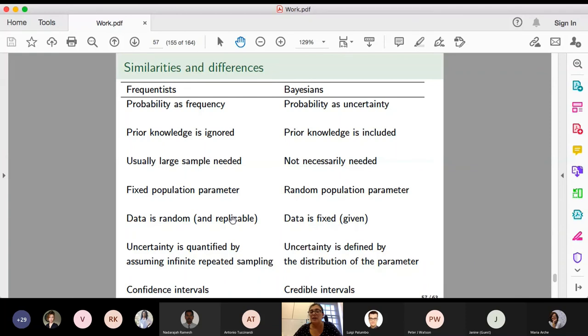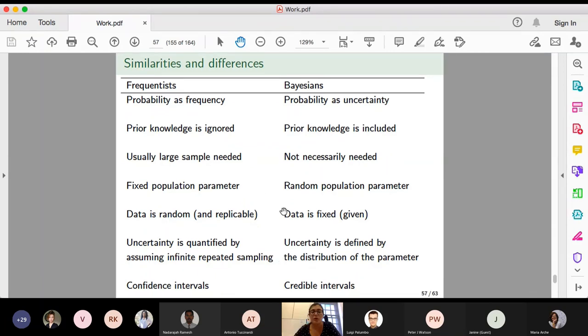where I again list similarities and differences, but I add some of them as we have progressed with the talk. So the difference in how we define probability, the incorporation of the prior knowledge in the Bayesian framework. Large samples are usually needed in the frequentist approach, but are not needed in the Bayesian approach. You can assume or use any likelihood function as you want. In the frequentist approach, the parameter is unknown and fixed, and the data is what is random, while in the Bayesian approach, the parameter is random and the data is fixed. We have seen the different ways to quantify uncertainty between these two approaches, and we have seen two different types of intervals for your parameter, the confidence intervals and the credible intervals.